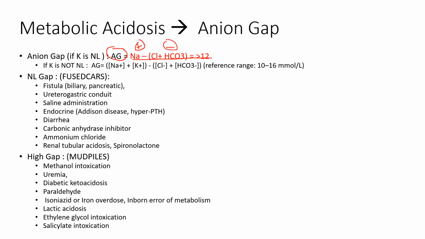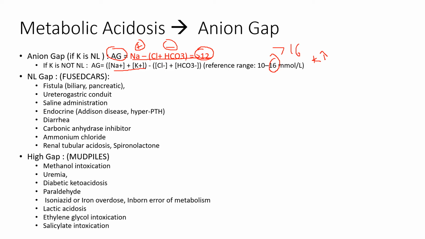And one important thing to know is if our potassium is high, the formula and the range also changes. So 12 is here, and 16 is if we have high potassium, we have to include it in our formula, and the range goes from 12 to greater than 16 as being positive. Okay.